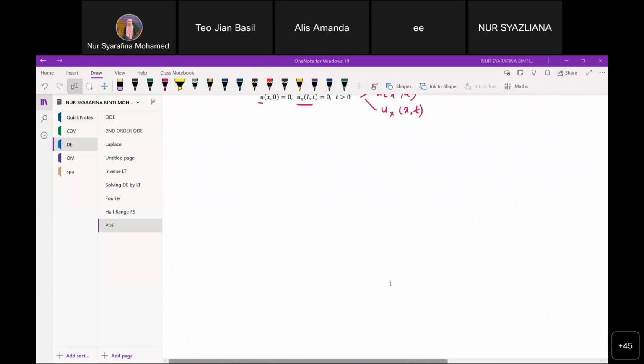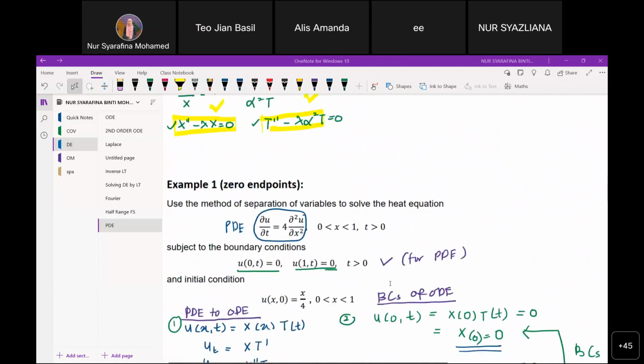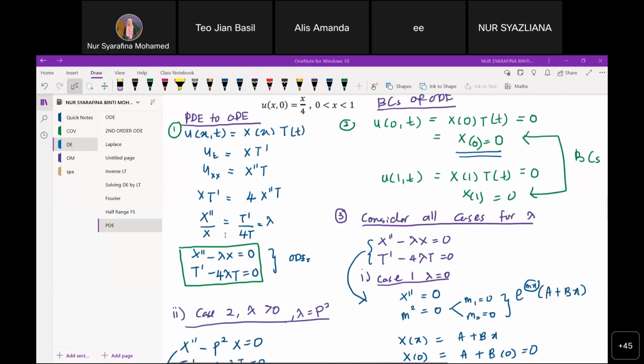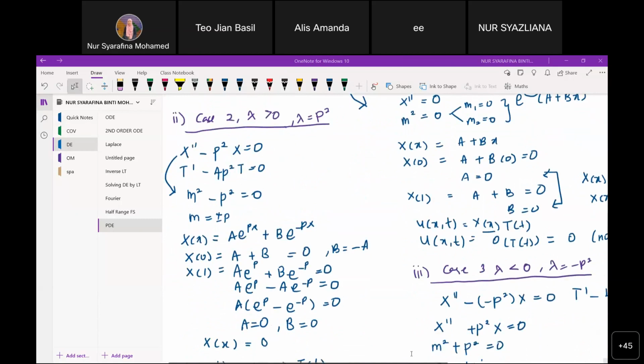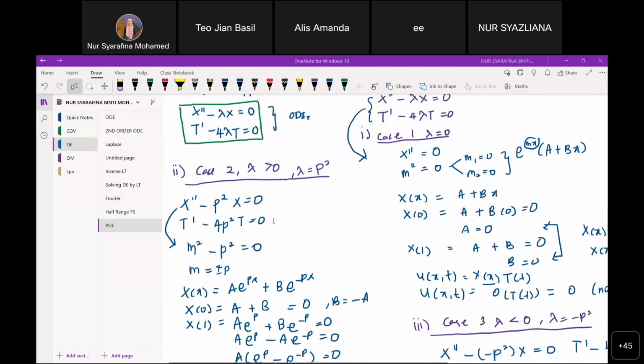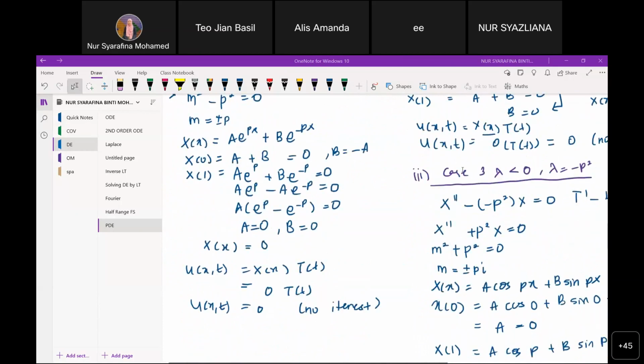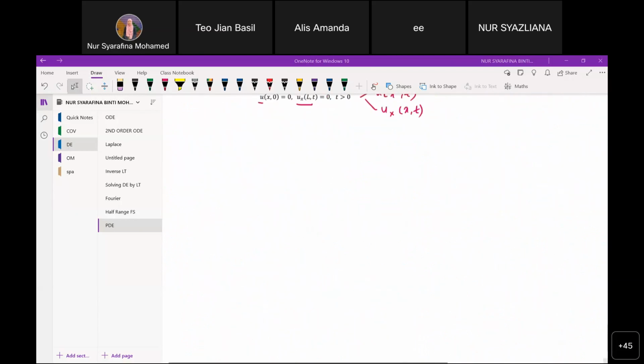Sometimes for this example, as you can see, first you reduce to ODE, right? And then you change the condition and you need to consider all cases. For this example, as you can see, we put no interest in case 1, we put no interest in case 2 because the solution is 0. Then you just focus on case 3. But there are cases where all cases have the solution, and sometimes two of them have the solution. So we need to consider all of the cases, the values of lambda there. Now let's try another example.